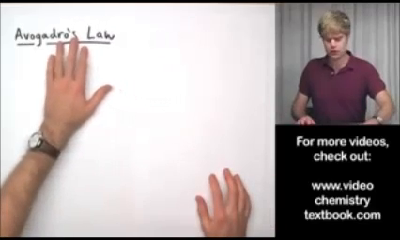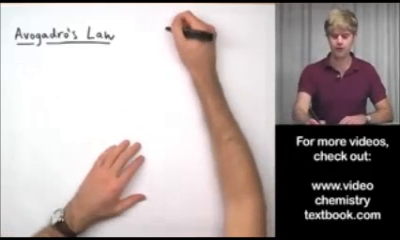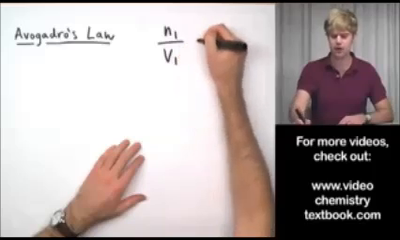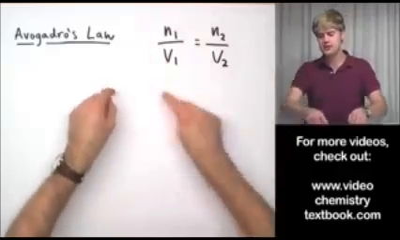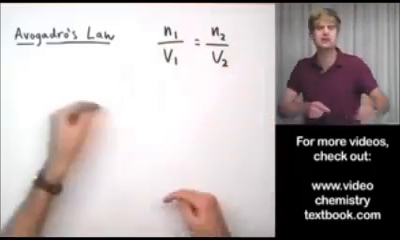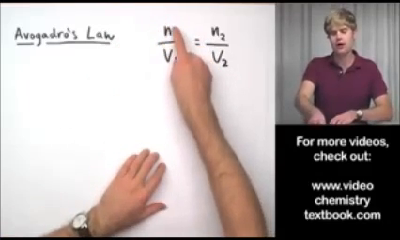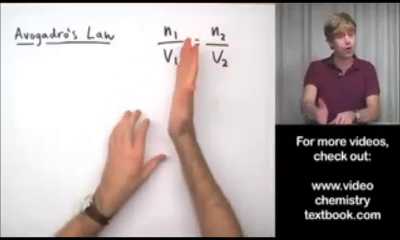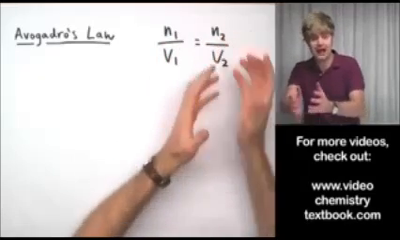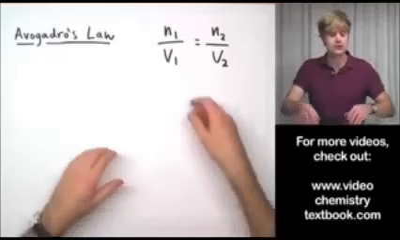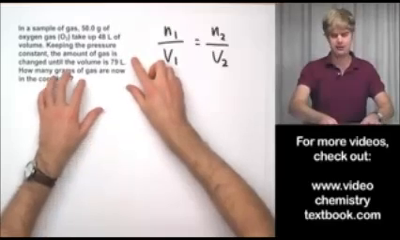Avogadro's law is used a lot for math problems. And when we talk about math problems with Avogadro's law, the form of the law that we usually use is n1 divided by v1 equals n2 divided by v2. This equation assumes that some sort of change has taken place, like the change I was talking about earlier. It assumes that I have an initial amount of gas and an initial volume, that's before the change, and then the amount of gas and the volume change after I do something to it. Okay? So, let's work through Avogadro's law by looking at a math problem here.